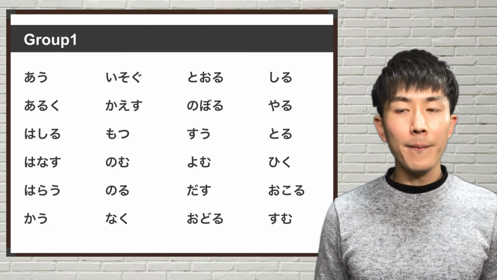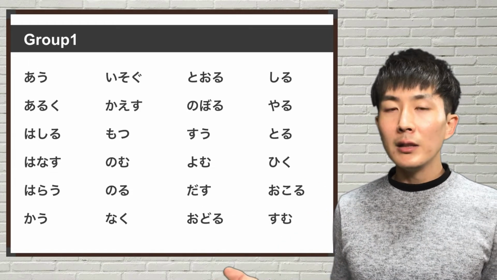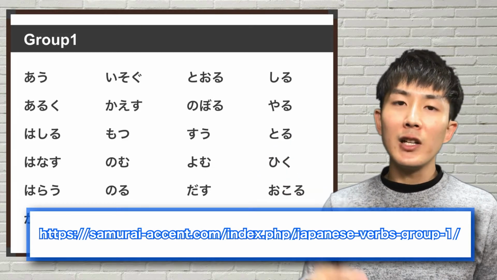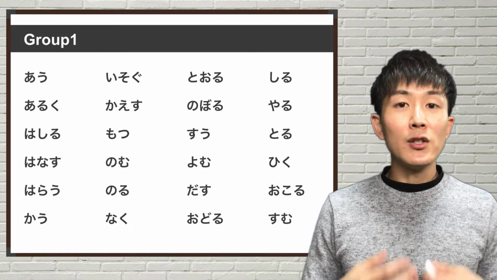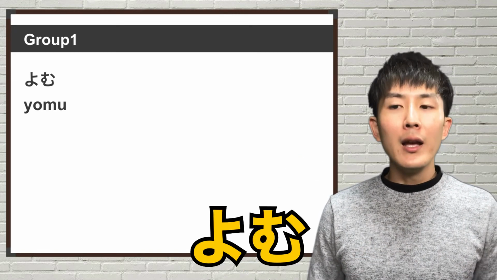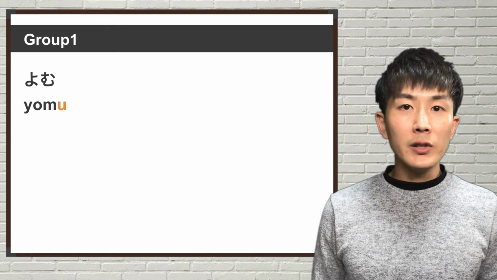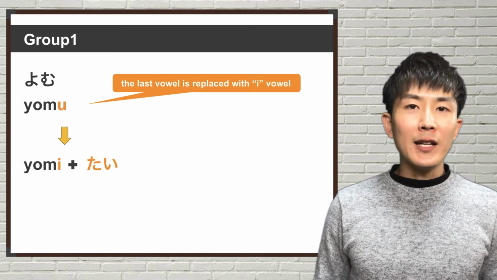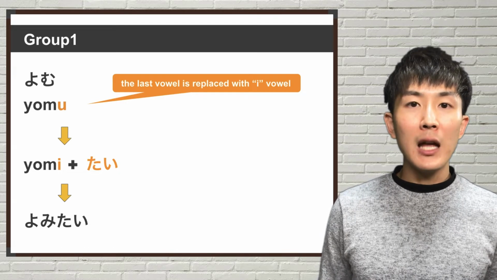First, Group 1. The verbs which belong to Group 1 are here. These are not all. Actually, you can check Japanese verbs on this website. Also, the link is in the description of this video, so please try to check it. Then, I'm going to explain the conjugation system for Group 1 using this verb, yomu, which means read. The part you need to change is the last vowel of the verb. So, you need to change the last vowel to I vowel, so it will be yomi. After that, you need to attach tai to the verb. So, yomitai, which means I want to read.